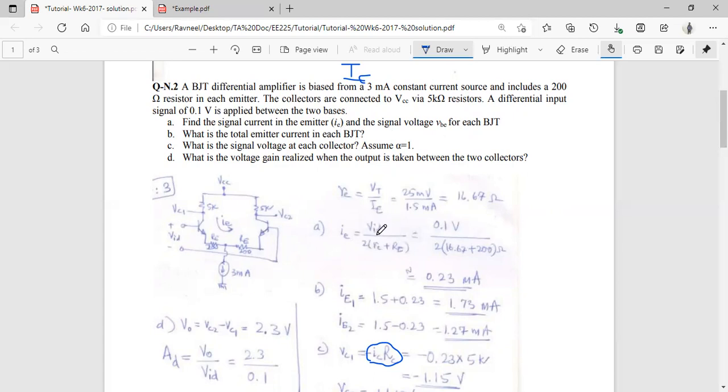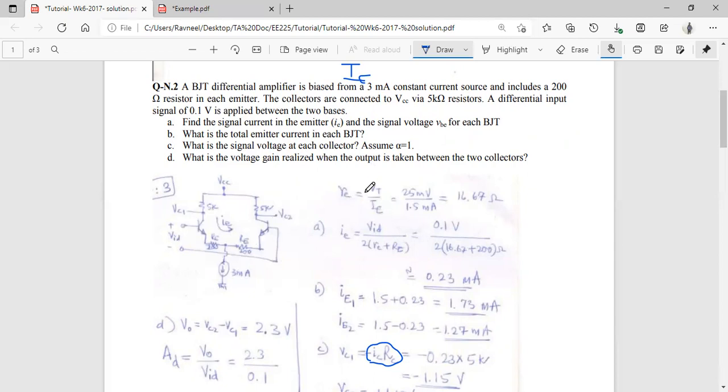Just observing this formula, you can see that we know our differential input voltage. We know our capital RE, the emitter resistance. We do not know our small RE. Our small RE is equal to VT divided by IE. In this case, our IE is the biasing current for each transistor. We know the biasing current for both transistors is 3 milliamps, so for one transistor, IE will be 3 divided by 2, that is 1.5 milliamps.